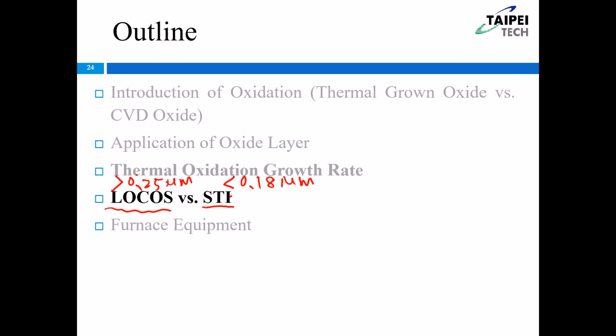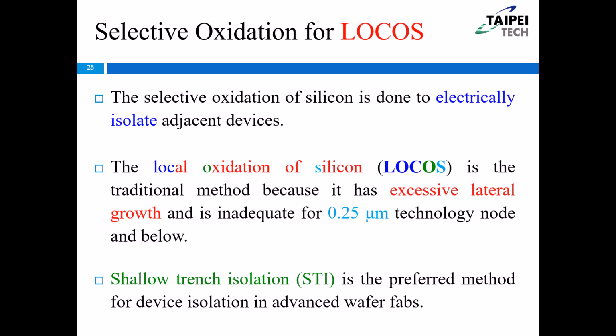Do you still remember the shallow trench isolation between two transistors? The purpose of the STI and the LOCOS are the same, in order to isolate two transistors. The location of the LOCOS and the STI are the same too, but with different processing technology. So I will show you LOCOS and the STI. Of course, we use thermal oxidation for these two areas.